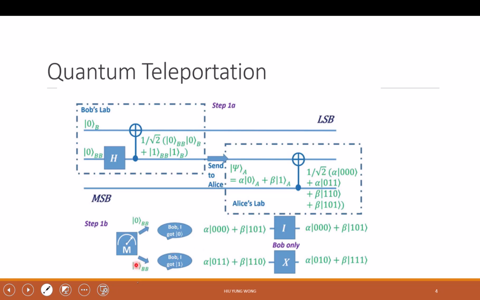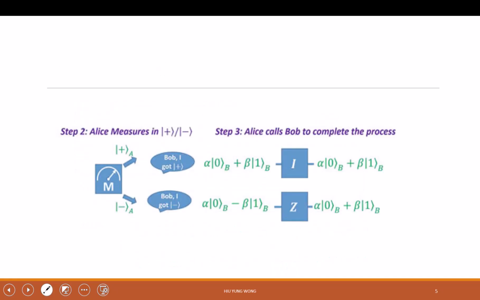If she got 1, she will call Bob to apply a NOT gate to his qubit, so that 010 becomes 011, and 110 becomes 111, because Bob's qubit is at the end. Okay, I'm not going to go over this teleportation again. You can study from last lecture, but the main point is to remind you that Bob will apply an identity gate or NOT gate based on Alex's measurement. Is that okay? We still have one more step to finish the teleportation.